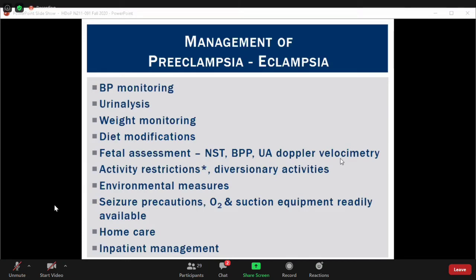So depending on what the status is of the patient, there will be activity restrictions. So she might be on modified bed rest, complete bed rest, and then we'll need diversionary activities.